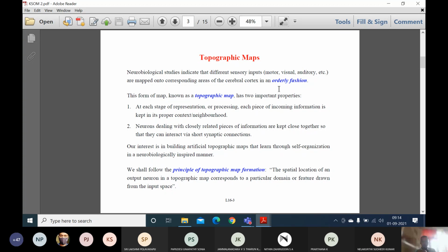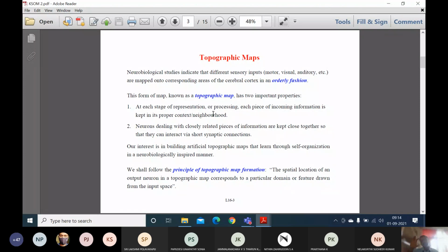And this topographic map has two important properties. At each stage of representation, through different sensory channels, it tries to acquire certain information. At each stage of representation or processing, each piece of incoming information is kept in its proper context and neighborhood, whether at the initial stage, the middle stage, or the final stage.